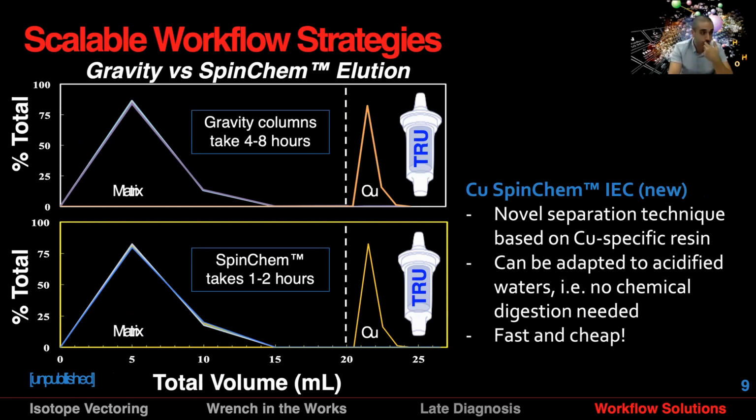And basically what you can do, especially if you want to look at groundwaters or something like that, you don't actually need to digest it. Most likely you can just acidify that water sample and then run it through your separation and potentially even send it straight to the mass spectrometer. And that really gets rid of a lot of time and a lot of procedural work.